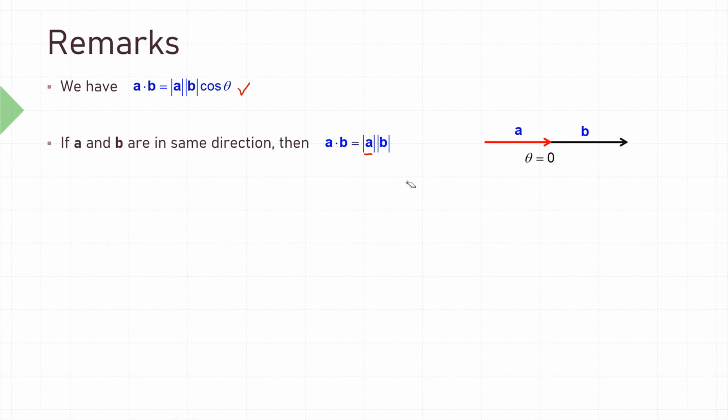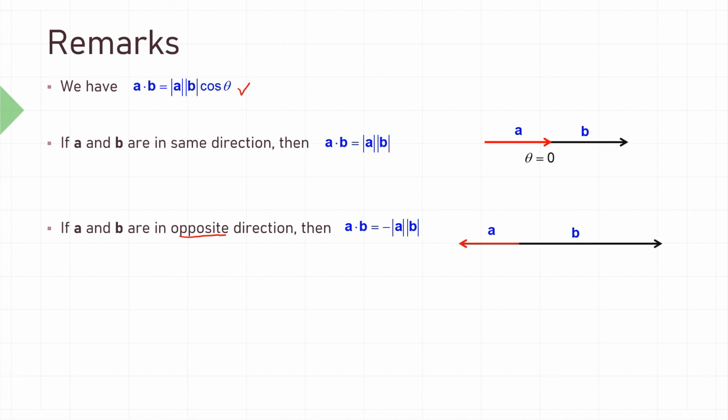Alright, so now if A and B are in the opposite direction, then we will have this equation. Why do we have this? Let's see this one. Suppose A in this direction and B in this direction, they are in opposite directions, so theta, the angle between these two vectors, is actually pi. When we have the formula A dot B equal to magnitude of A magnitude of B cos of pi, cos of pi is actually -1. That's why we have this formula.